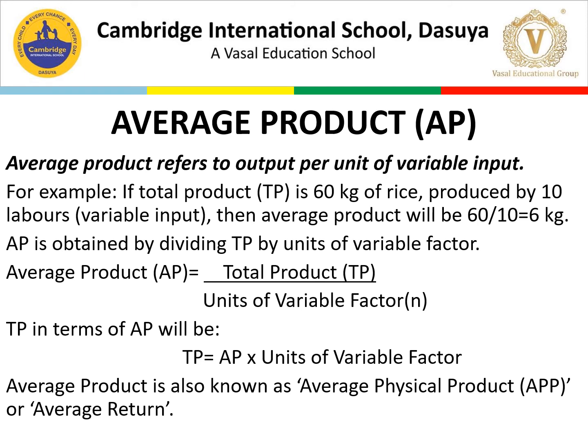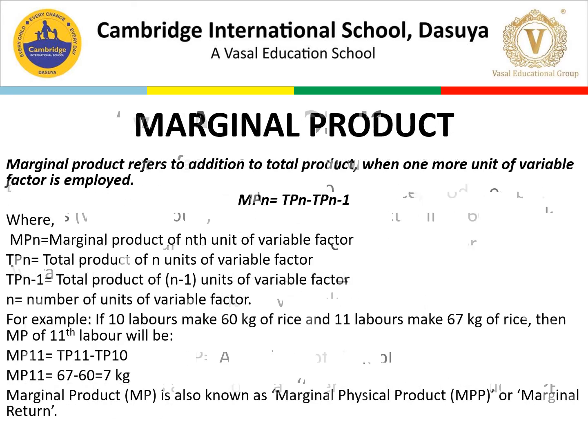ठीक है. सो एवरेज प्रोडक्ट के लिए अदर नेम क्या है हमारे पास, यहाँ पे शॉर्ट रन का कंसेप्ट नहीं दिया, लॉन्ग रन का कंसेप्ट नहीं दिया, तो it remains same. That means average product is also known as average physical product. ठीक है. And इसके लिए अदर नेम है average return. Now let's move to the next topic of product, that is marginal product.